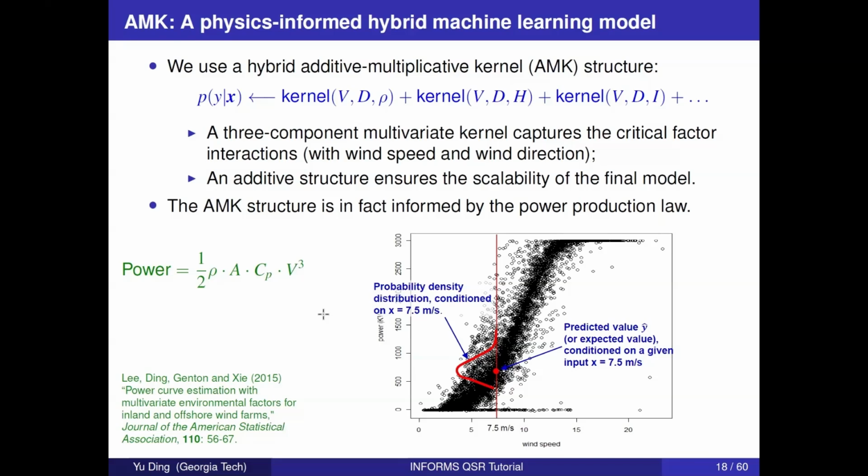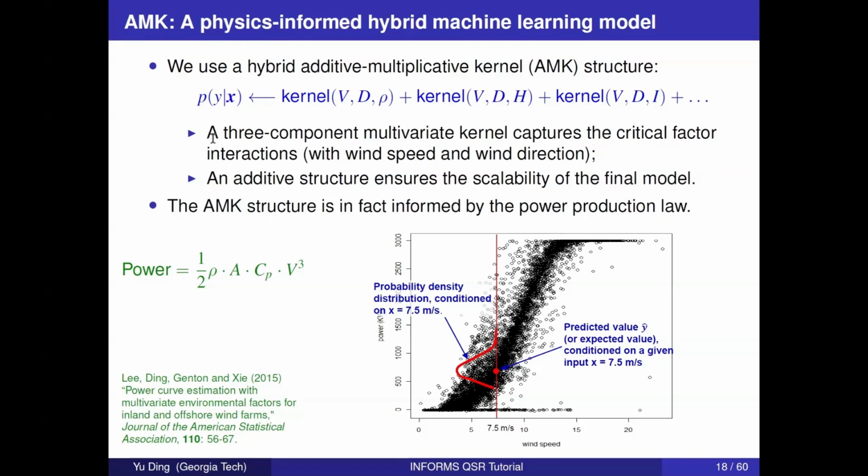So eventually we came up with this additive multiplicative model structure, which is really advised by the very simple power production law, right? From that power production law, the wind speed, wind direction, and air density are very important. So we keep the wind speed and wind direction, and add other variables as the additive element. This way is a better balance between the scalability and the capture of the interaction.